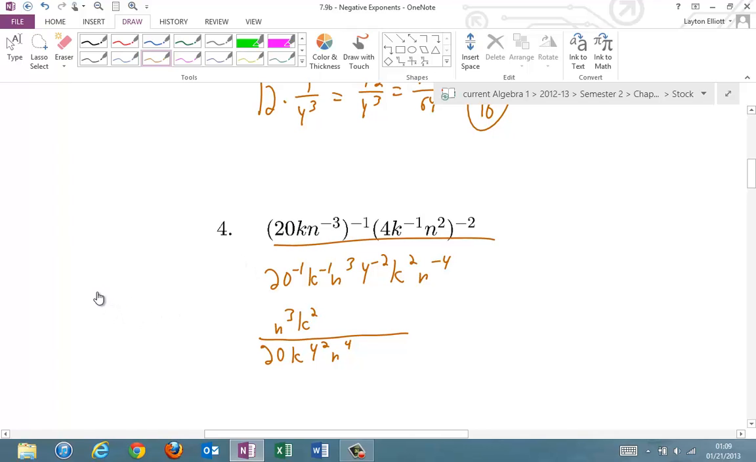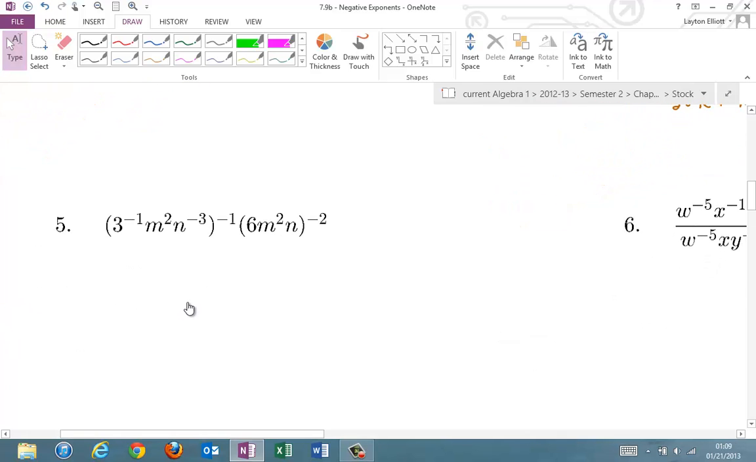Now we're going to group things up. Let's look at our constants. 4 squared is 16, times 20 is 320. Let's see, alphabetical order, k comes first. The k's are going to cancel, giving us a k on top, and the n's are going to cancel, giving us an n on the bottom.